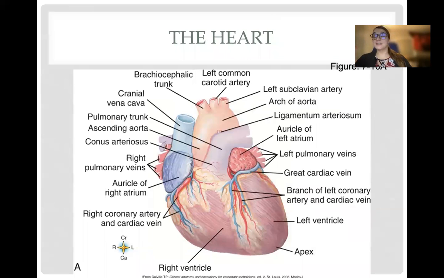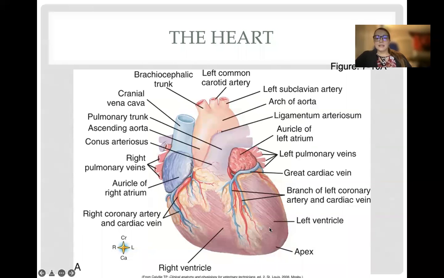So moving past blood and all the components in the blood, I want to talk about the main organ that we're going to deal with in the circulatory system, which is the heart. In this image, we're looking at the dorsal aspect of the heart, the front part of where it's going to sit in their chest. We orient the heart by the apex, which is found here on the caudal aspect of the heart.